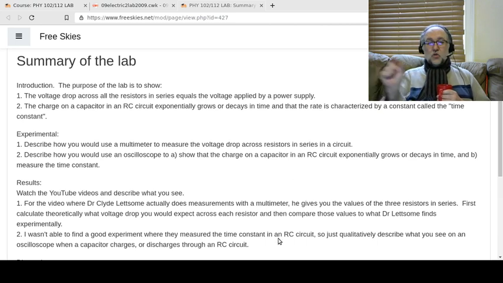The guy basically has a little switch, and he closes the switch, and you can see the thing charge up. He opens the switch, and you can see it discharge. And the oscilloscope trace has exactly the characteristic shapes that I showed you just a minute ago. Okay, and so there you go. That's the lab for this week.